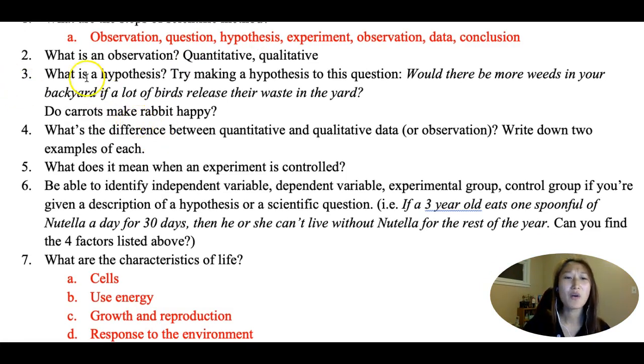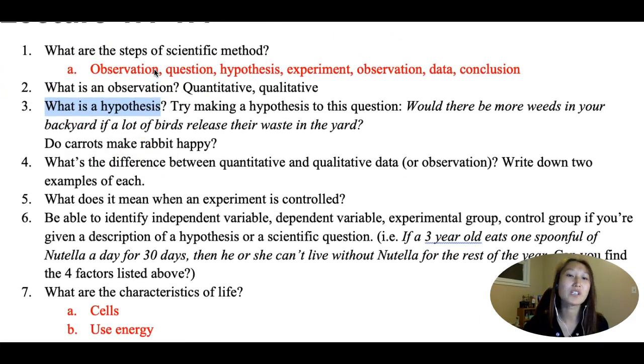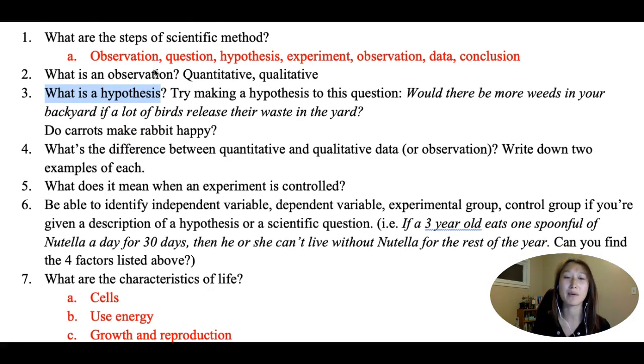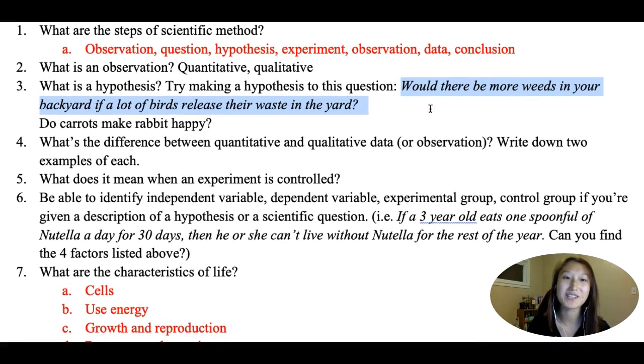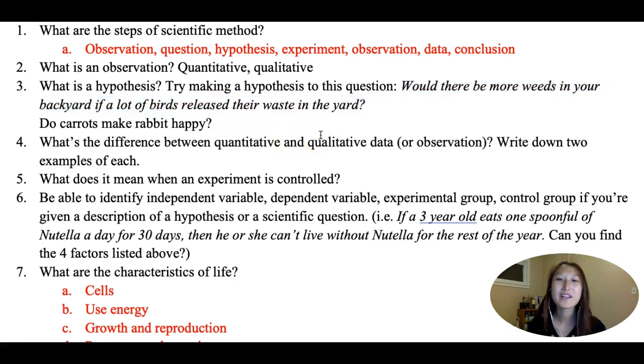And now, when we talk about an experiment, we want to make a hypothesis. But how do you make a hypothesis? You could make a hypothesis based on a question or an observation. For example, if you were to be given this question, which is the same as our old review sheet, would there be more weeds in your backyard if a lot of birds released their waste in the yard, right? So that's a question that you're asking, and then you can make a hypothesis using if-then.